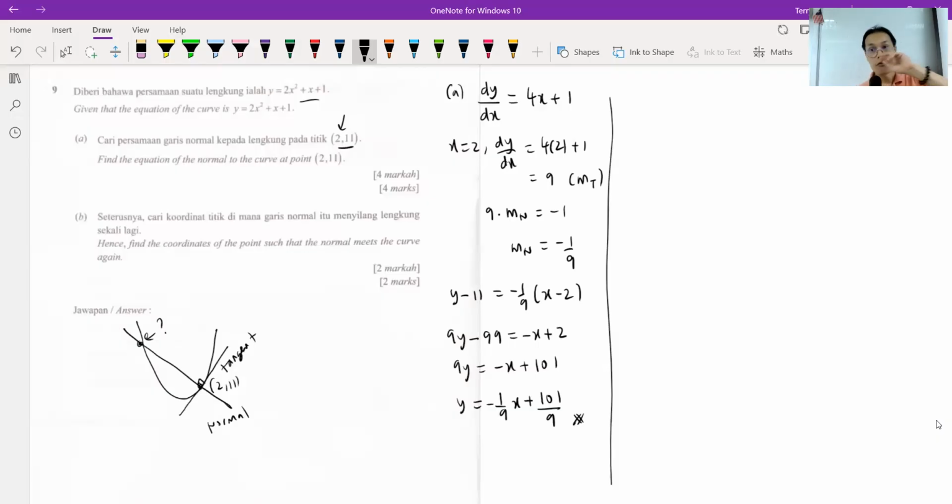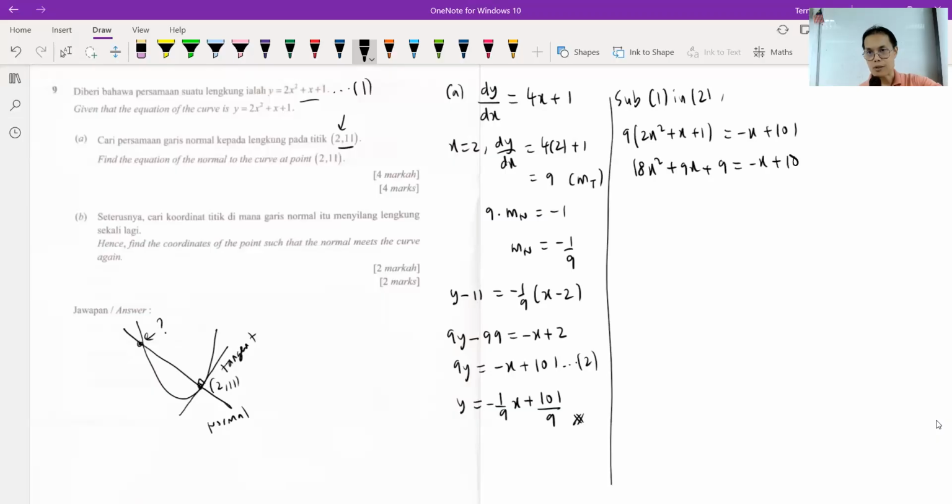So basically, we just form two equations. We have this equation 1, the equation of the curve, and this is equation 2. Now, whether I use this or this doesn't really matter. I call this equation 2, it's easier. I just sub 1 into, or gantikan 1 dalam 2. So your y is now 2x squared plus x plus 1, this is -x plus 101. Expand the bracket: 18x squared plus 9x plus 9 equals -x plus 101.